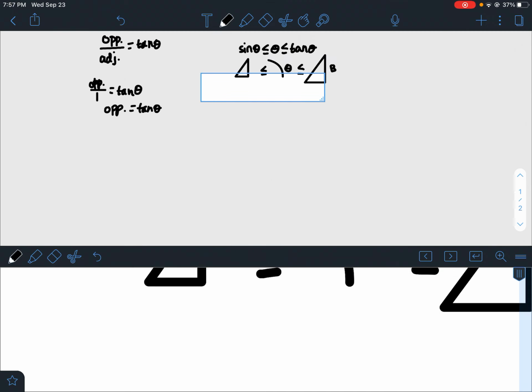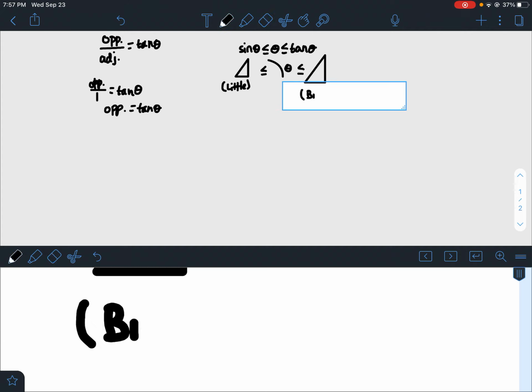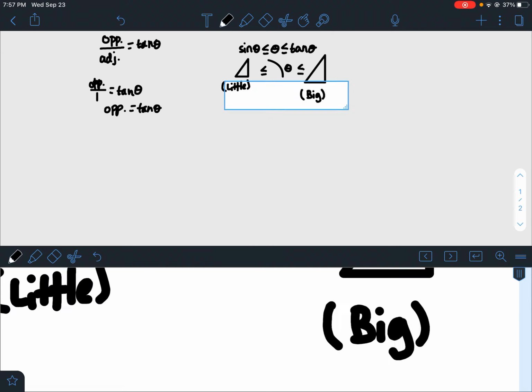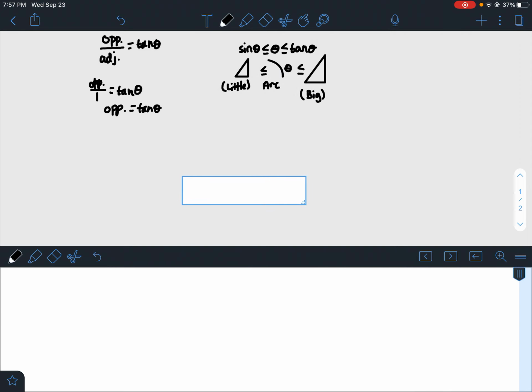Let's call this little, and we have big. And basically, we have our arc length in between. All right, so basically, we have that. And what she wanted us to do was think about how we are supposed to get 1, basically. That's what she wants us to do. How are we supposed to get 1?